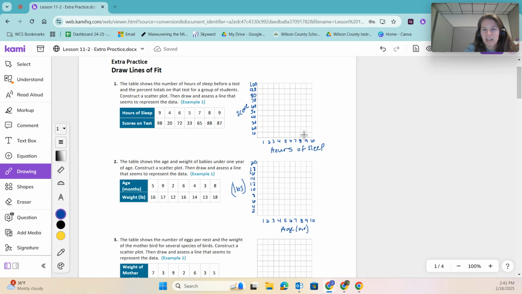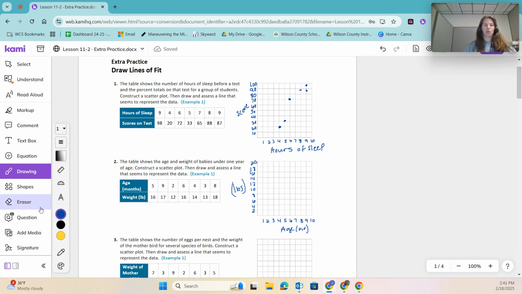We have 9 hours of sleep with a 98%. Okay, 4 hours of sleep with a 20%. 6 hours of sleep with a 72%, just above that 70 there. And then 5 hours of sleep with 33. 8 hours of sleep with 88, and 9 hours of sleep with an 87.